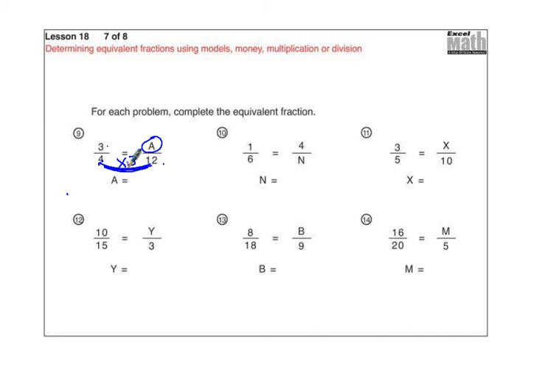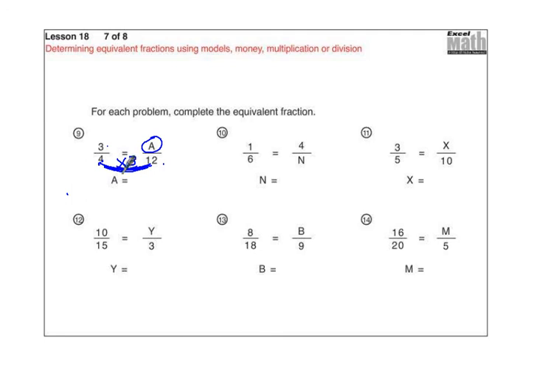Remember, if I want equivalent fractions, I must multiply or I must divide the top and the bottom by the same number. And a little chant that goes like that is going to help you to remember this. So we say, you must multiply or you must divide the top and the bottom by the same number.